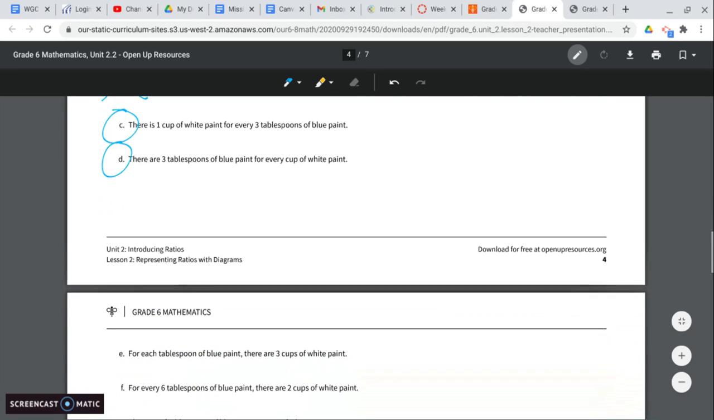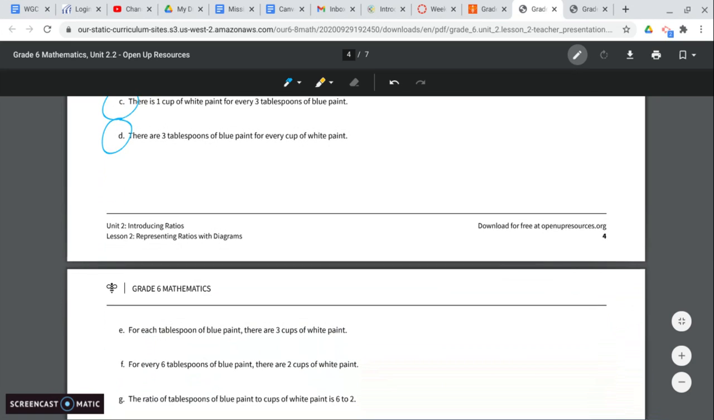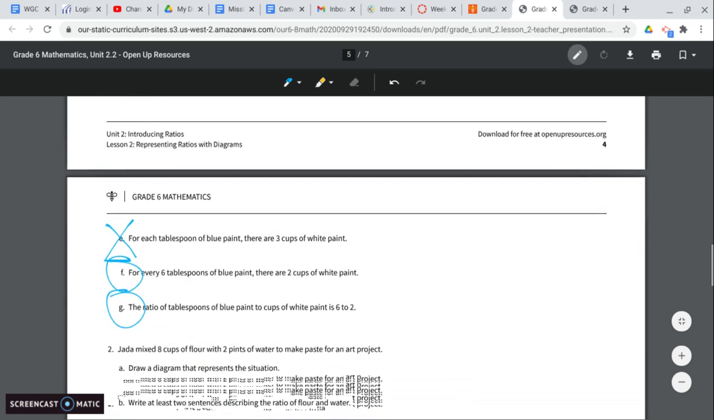All right, I have a few more here. E, for every tablespoon of blue paint, there are 3 cups of white. No, not possible. Blue has more than white. F, for every 6 tablespoons of blue paint, there are 2 cups of white. Yes, that is true. And the ratio of the tablespoons of blue paint to cups of white paint is 6 to 2. Blue goes with 6, white goes with 2. This is correct. So we have to be very careful on order. If this would have said the ratio of tablespoons of blue paint to white paint is 2 to 6, this would have been wrong because 2 does not go with blue, 2 goes with white. So you have to make sure the order is exact on these.